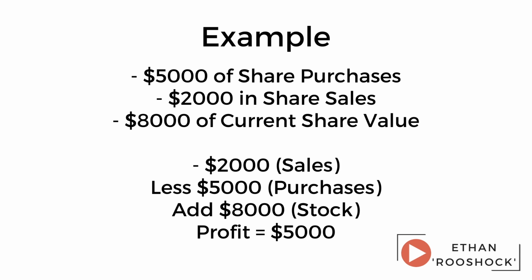So let's go through an example here and say you've purchased shares for $5,000 and you've sold $2,000 worth of them, but you're still holding $8,000 worth of them. So what's going to happen, you're going to have $2,000 of sales, they cost you $5,000, so it might look like technically you're $3,000 in the red, but then it's going to add back that $8,000 that the holding stock's worth. So you're actually going to have that gain of $5,000 recognized in that year.